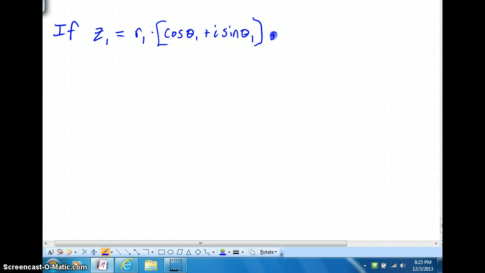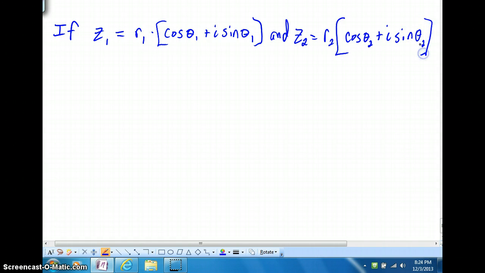And a second complex number is given to us. We could say Z sub 2. Well, we'd have a different R value, of course. We could call it R sub 2. And over here is the cosine of theta 2 plus I sine of theta 2. Well, in polar form, in this cis notation, we have something that's just amazing.